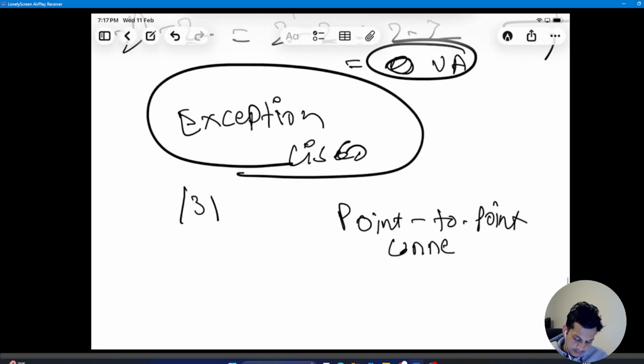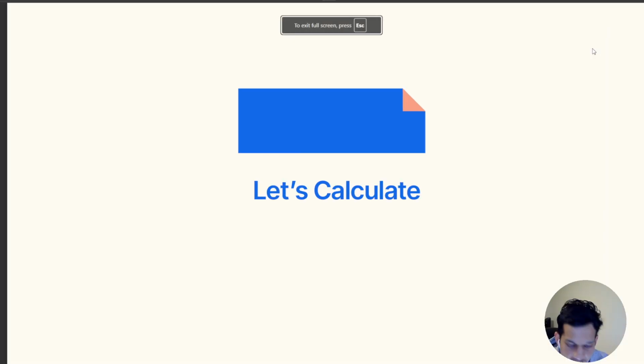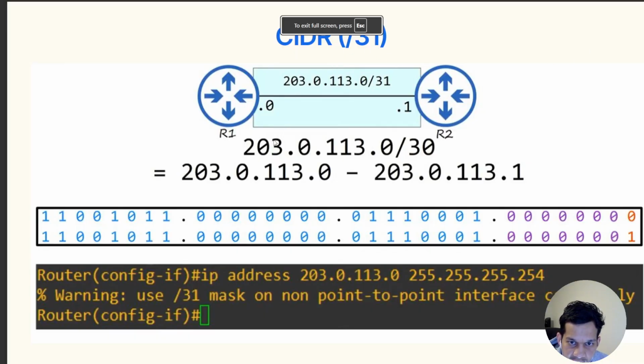connection. So let's go to my screen again and see. I have taken /31, and you see for /30 it's 2 usable addresses. But if you go for /31 and configure it on a router's interface, with IP address 203.0.113.0 and then 255.255.255.254, that is /31, it gives a warning: using /31 mask on point to point interface, be cautious. So it just allows you to use it on a point to point interface.